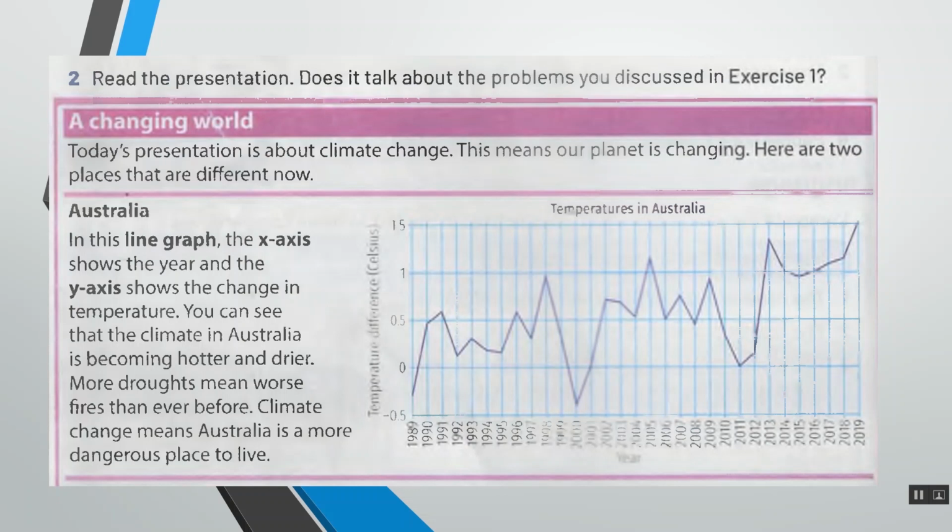Read the presentation. Does it talk about the problems you discussed in exercise 1? A changing world. Today's presentation is about climate change. This means our planet is changing. Here are two places that are different now. Australia. In this line graph, the x-axis shows the year and the y-axis shows the change in temperature. You can see that the climate in Australia is becoming hotter and drier. More droughts mean worse fires than ever before. Climate change means Australia is a more dangerous place to live.